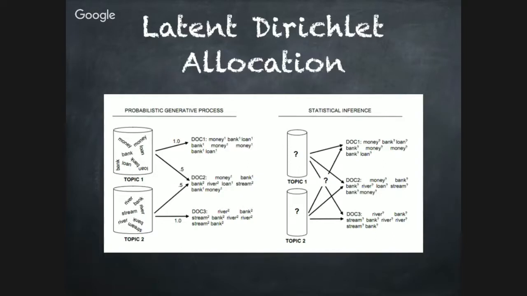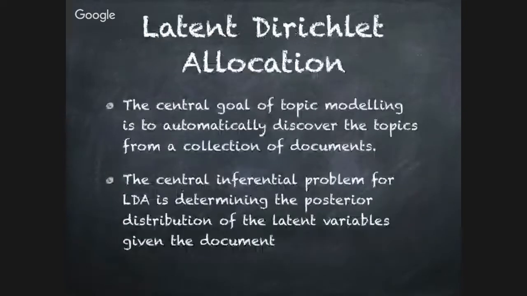And in the statistical inference process, we have those texts, we have those bags of words, and we have the number of topics, and then we try to determine which words belong to which topic. Logic? Yes, hopefully, a little bit. So the central goal of topic modeling is to automatically discover the topics from a collection of documents. So you have the number of topics, you have the number of documents, you know the documents, but you try to come up with a very nice distribution of the topics.